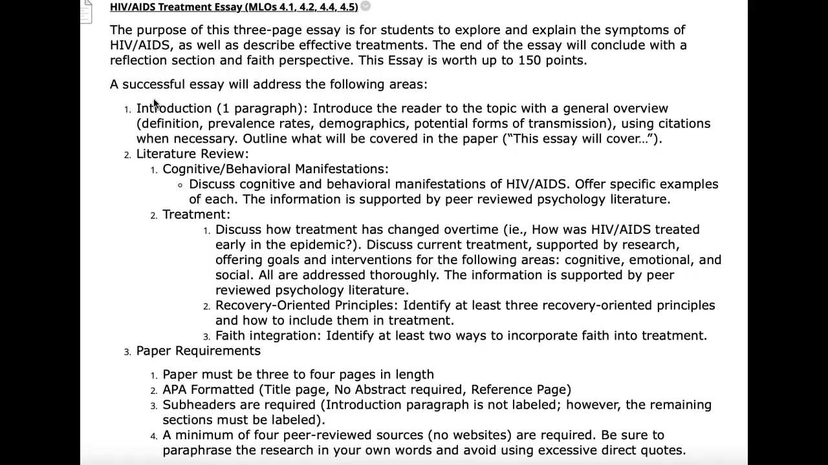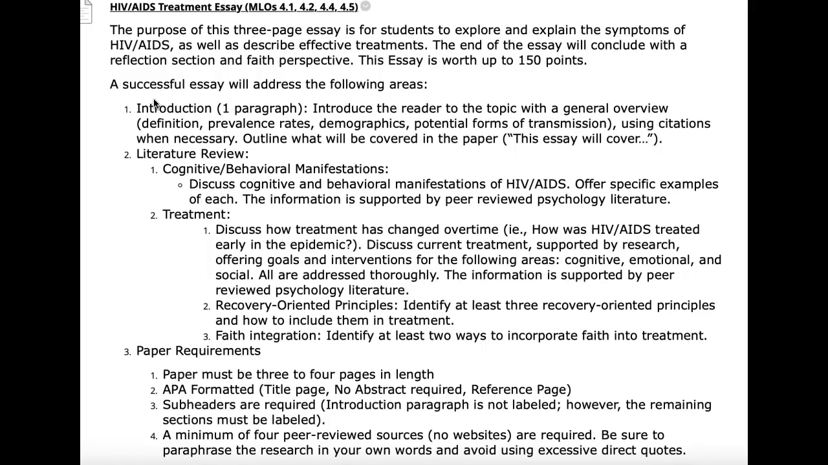Now, this is found in Learning Activities Week 4. Always when you go into learning activities, you will get more description on what to do during that week. And so in here is the explanation of what to do for the paper. I'm briefly going to go over this, talk about HIV and AIDS a little bit in regards to psychotherapy.